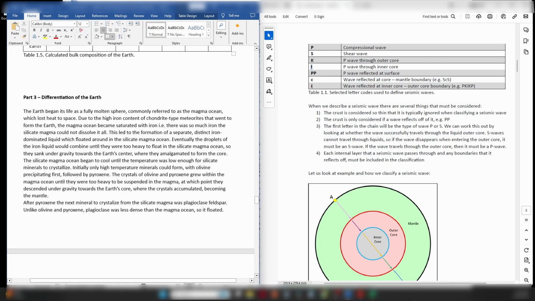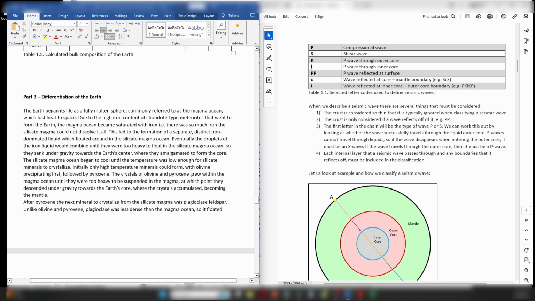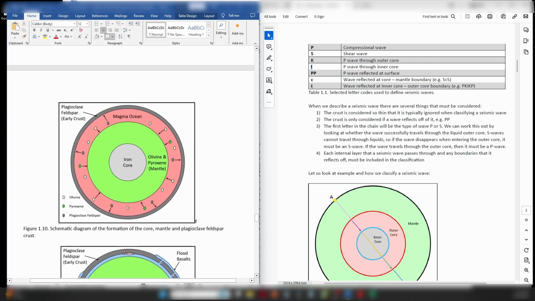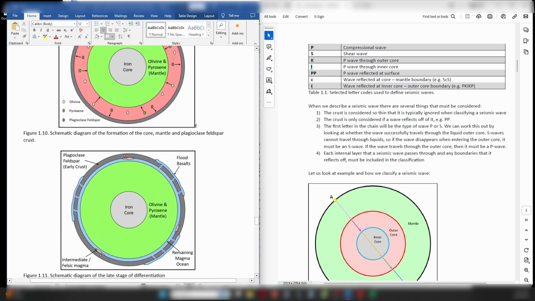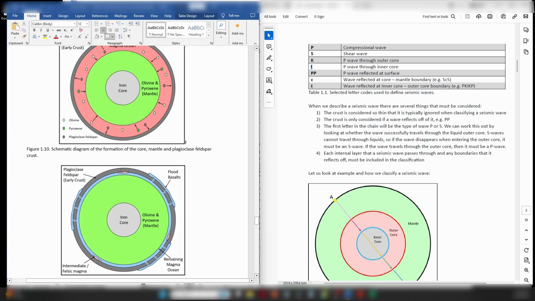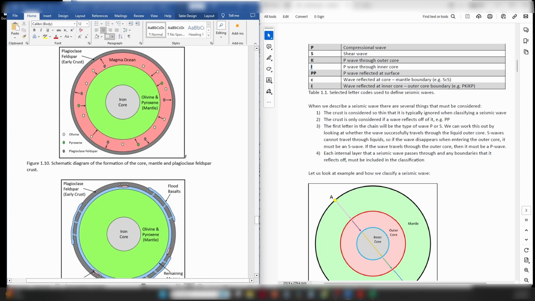So in terms of part 3, we are looking at the differentiation of the Earth. So I'm actually just going to come all the way down, there we go, to figures 110 and 111. See here. So we know that when the Earth started off, it was essentially just a giant sphere of magma, which was referred to as the magma ocean.